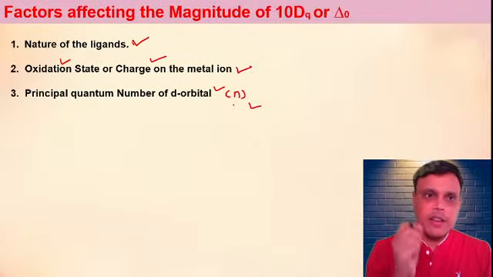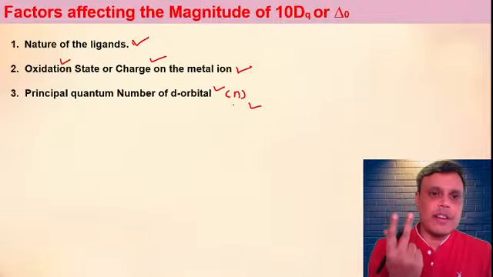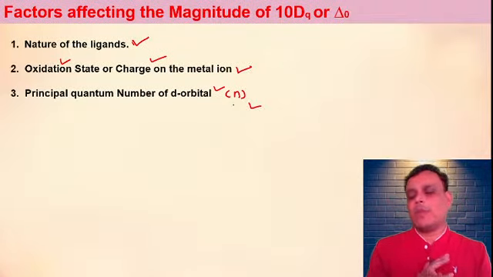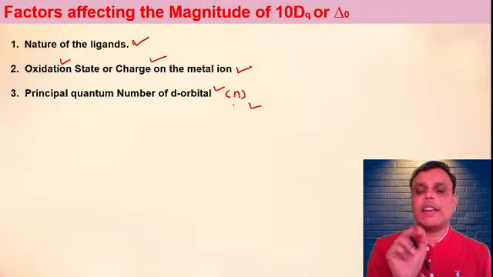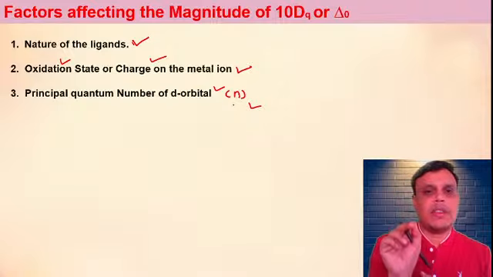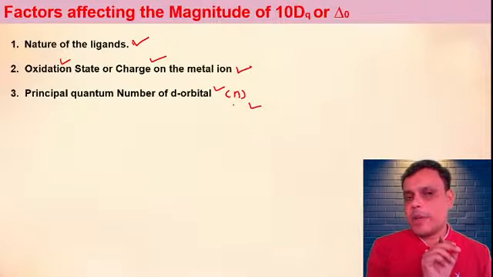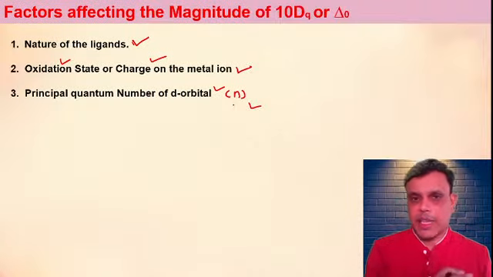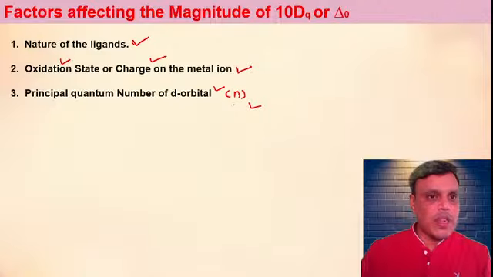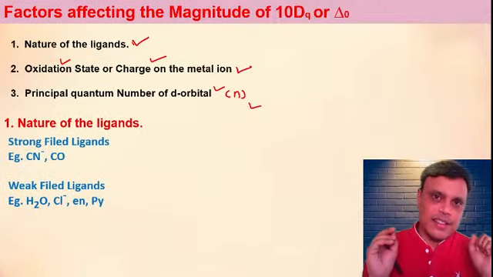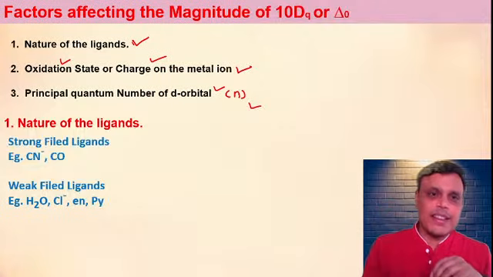Which 3 factors? First factor is nature of ligand, second factor is oxidation state or charge on the metal ion, and third factor is principal quantum number of d orbitals. That means the principal quantum number of the d orbitals also affects this magnitude. How, we will see. One by one we will see. So first we will take the nature of ligand. You already know this, the whole CFT chapter depends on this. First is nature of ligand.